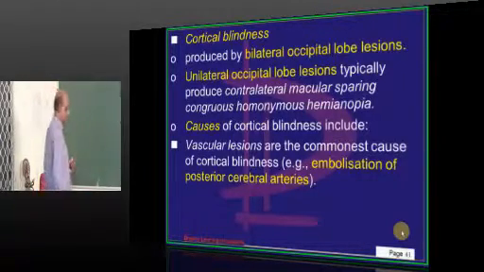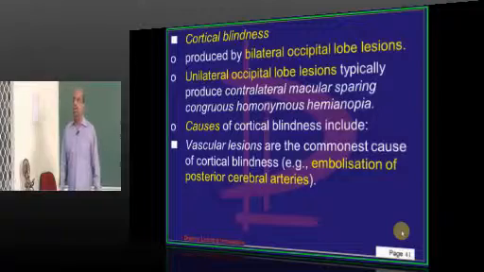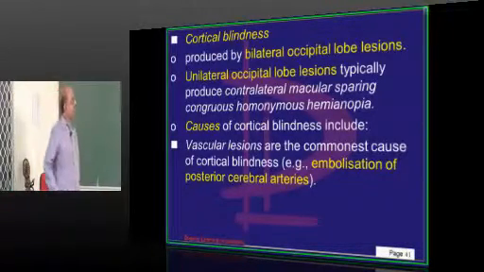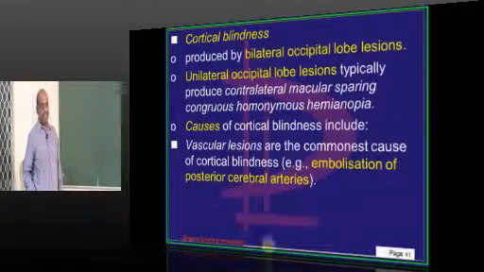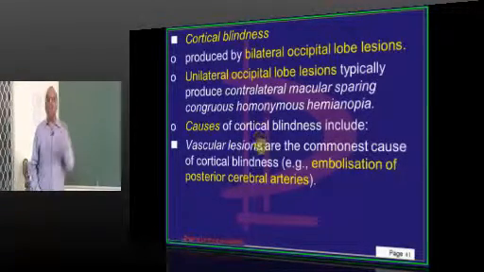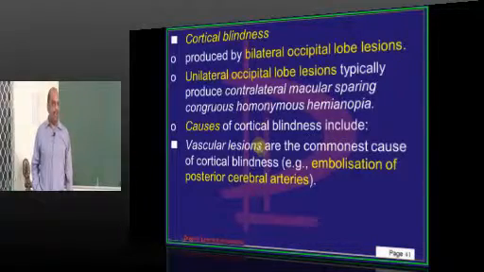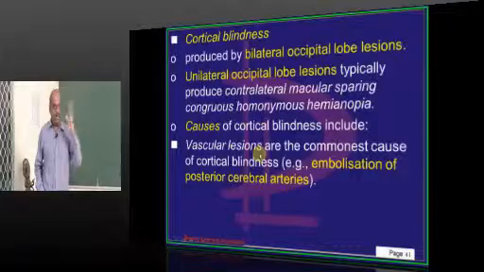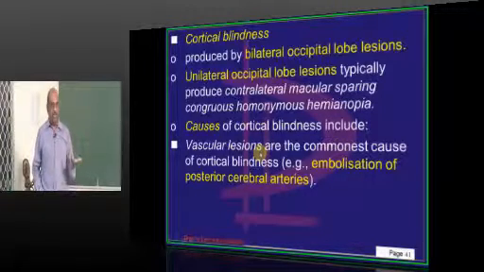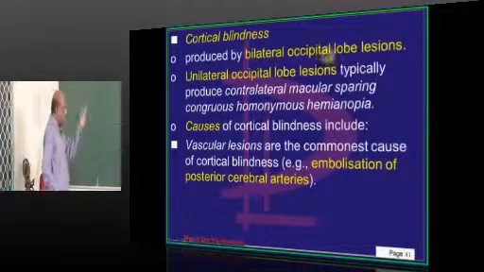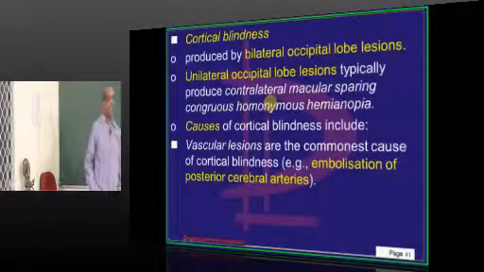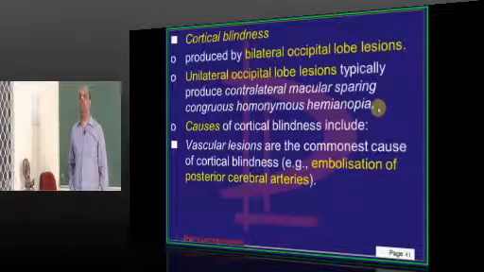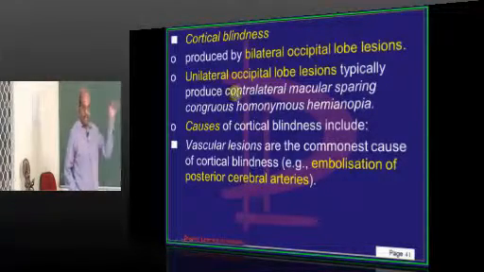Finally comes cortical blindness. What is the meaning of it? If somebody has bilateral occipital lobe lesions, then they develop what is called cortical blindness. Suppose only one side of the occipital lobe is affected, will it cause it? You have seen, no? Any stroke involving the posterior cerebral artery can affect the occipital lobe. Unilateral occipital lobe lesions lead to a macula-sparing congruous homonymous hemianopia, which is contralateral.